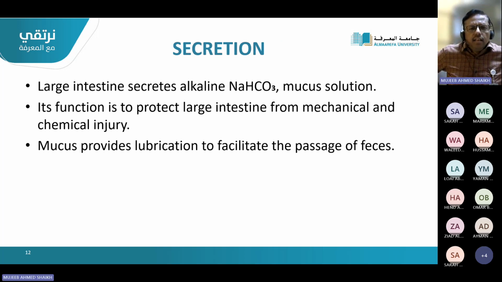The large intestine, like the small intestine, secretes some fluid, which is nothing but mucus plus soda bicarb. Soda bicarb will keep the environment alkaline. Mucus will facilitate the movement of the feces from the large intestine into the rectum and from the rectum to the outside.